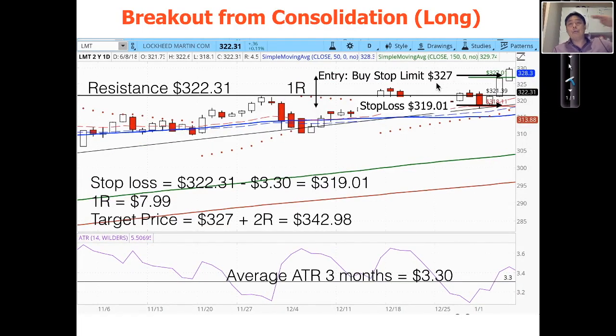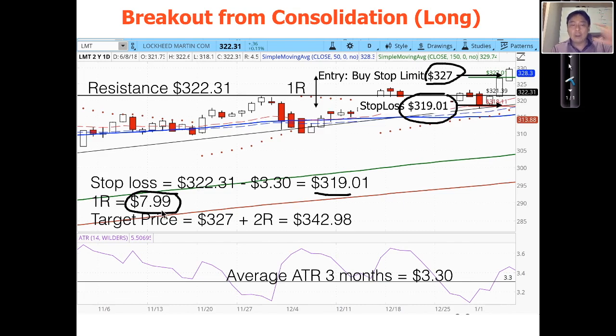Okay, so I'm buying at 327. My stop loss is at 319.01. So what is my risk per share? My 1R distance would be 327 minus 319. That's $7.99. Let me just double check that to make sure I got the numbers right. 327 minus 319. Yeah, that's right. Okay, so this 1R is $7.99. So that's my risk per share.